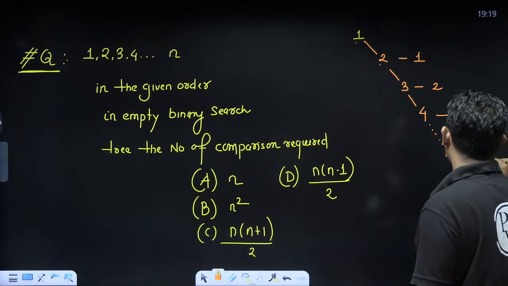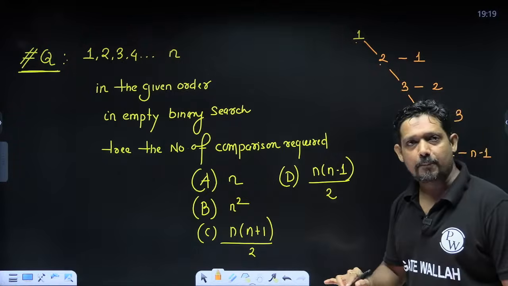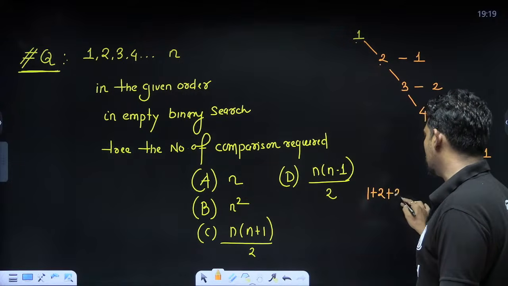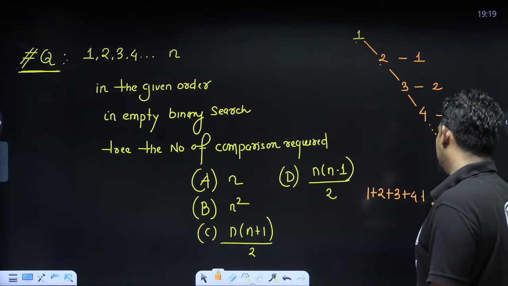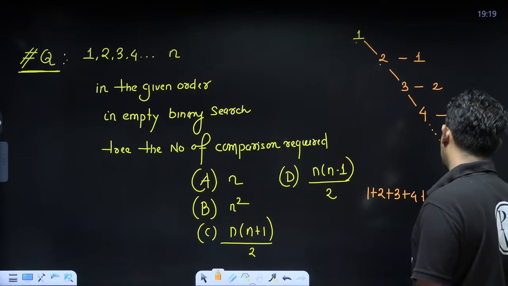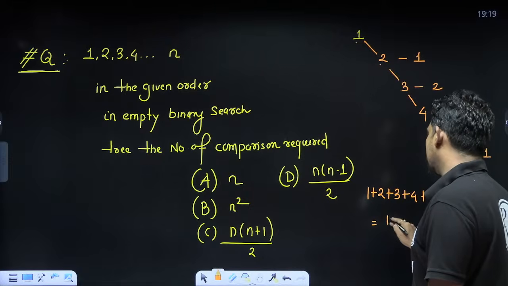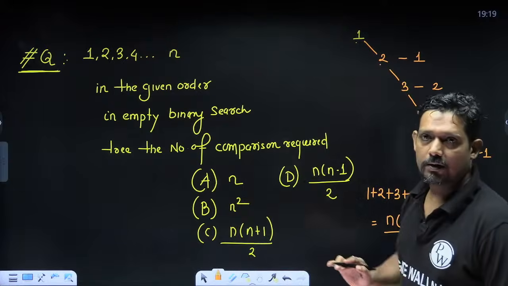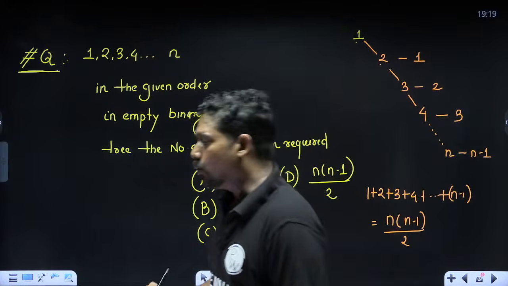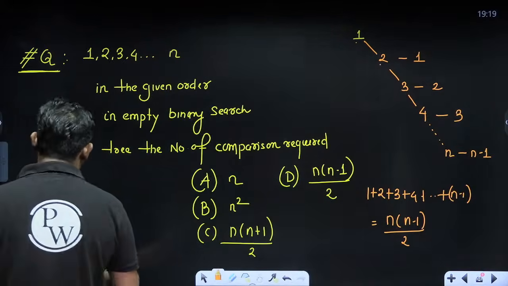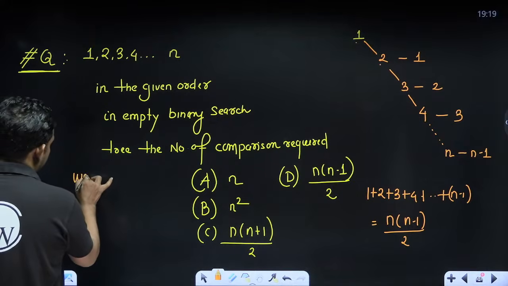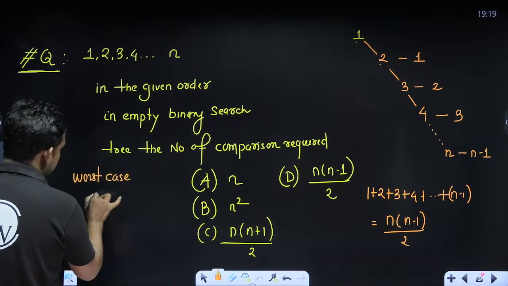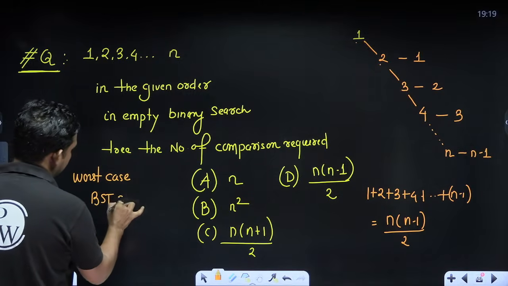so the number of comparisons will be n minus 1. So how do we count it? We add the number of comparisons, 1 plus 2 plus 3 plus 4 up to n minus 1 comparisons, and that is equal to n into n minus 1 divided by 2. This is the worst case BST construction time.